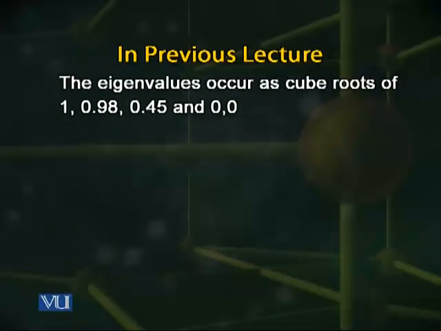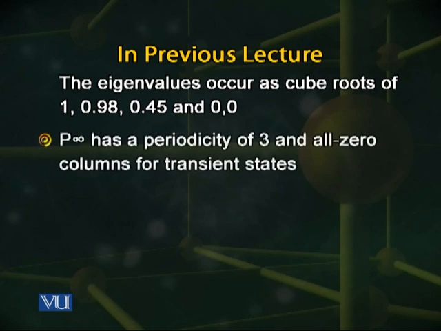The first thing that comes out of the eigen analysis of this 11 by 11 one-step transition probability matrix is that there are two eigenvalues of 0 and 0, and the remaining 9 eigenvalues occur as cube roots of 3 numbers. There are 3 eigenvalues corresponding to cube roots of 1, 3 eigenvalues corresponding to 3 cube roots of 0.9798, and 3 eigenvalues corresponding to cube roots of 0.4466. The P infinity, the destination, has a periodicity of 3. So nothing converges to a unique value.